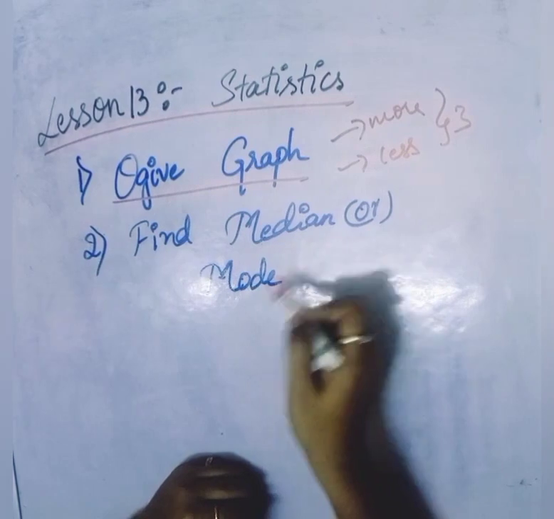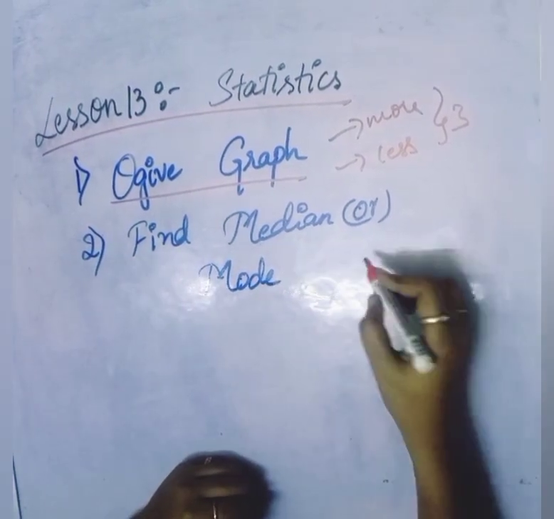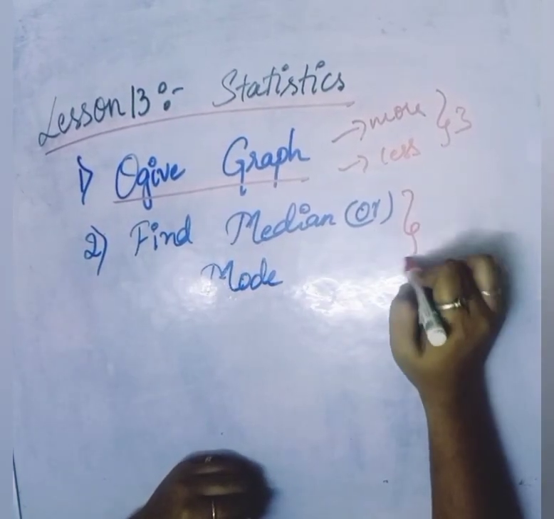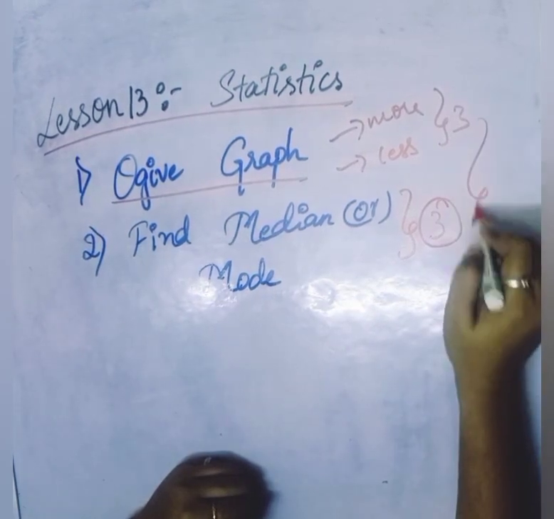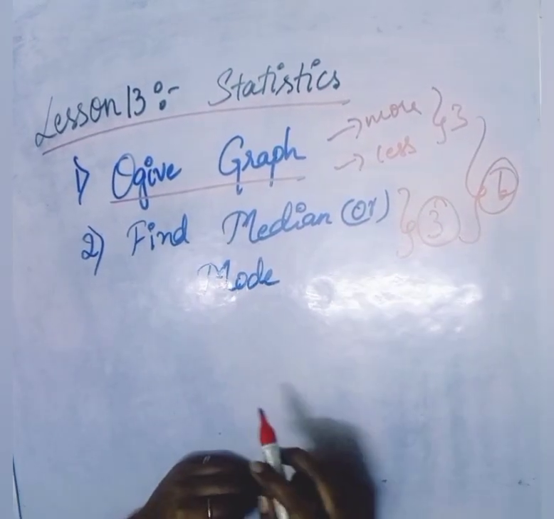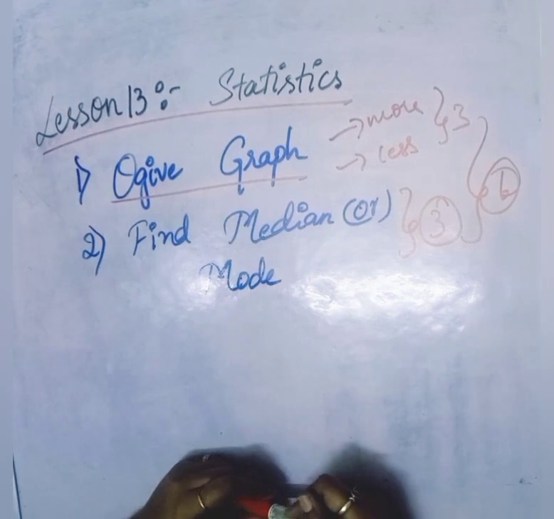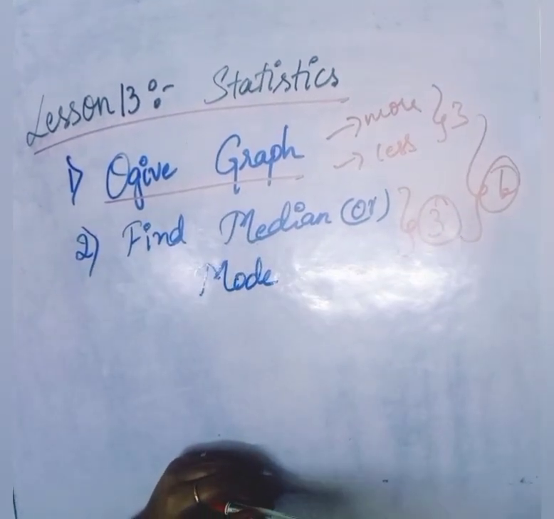Next one, find the median or mode, otherwise they may ask mean also, but one question will be there. So that will also be for 3 marks. Confirmedly 6 marks will come from statistics in these concepts only. Go through this well because these are important questions.